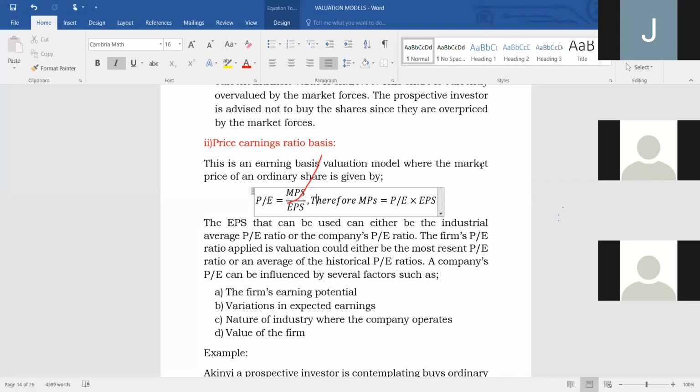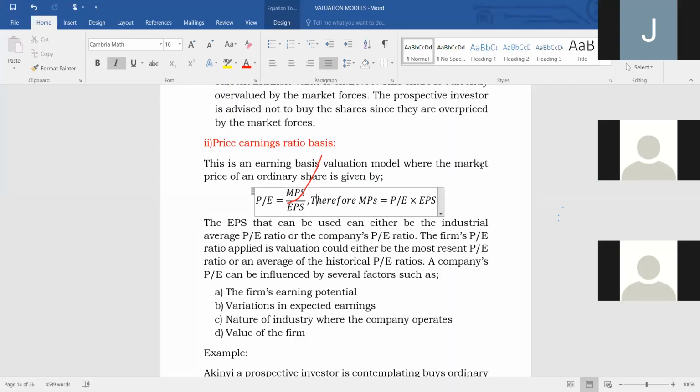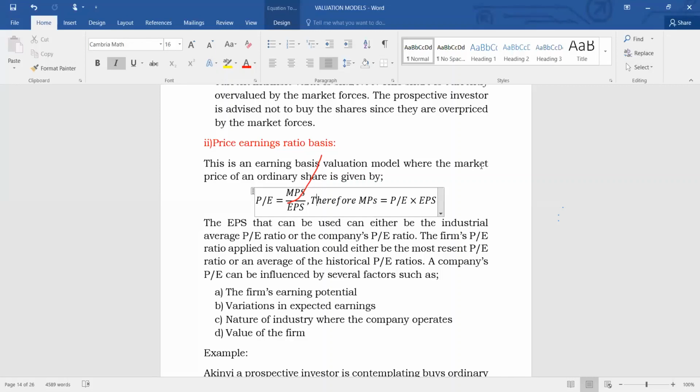The price earning ratio that is used to value ordinary shares can either be the company's price earning ratio or the industrial average. Depending on what is given, if what you're given is the industrial average price earning ratio, then you can estimate the value of a share of a company using it. Otherwise, you can use the firm's price earning ratio.